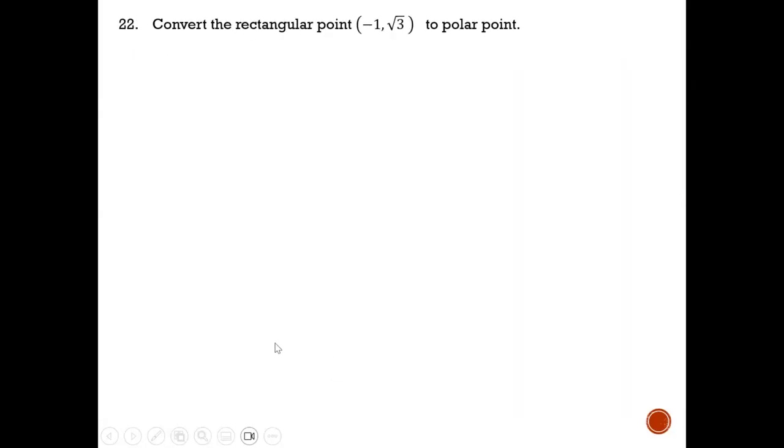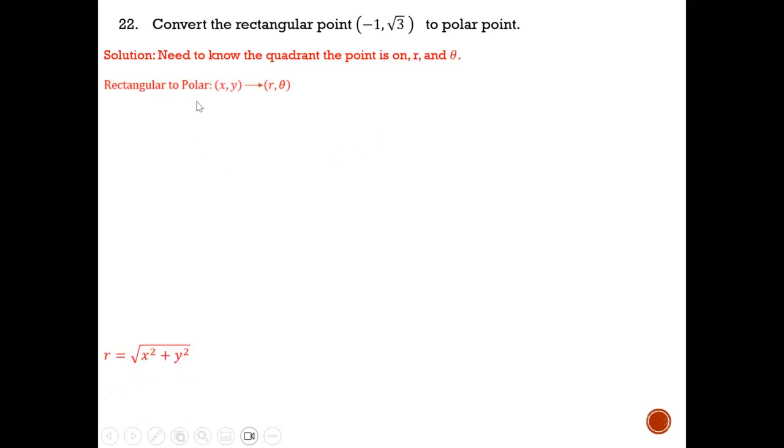Now this is the last one, guys. Now we're going to go the other way. We were given rectangular, we want polar. Okay. Here, guys, you need to know what quadrant the point is in. Also, you need to know the r and the theta. Find r and theta.